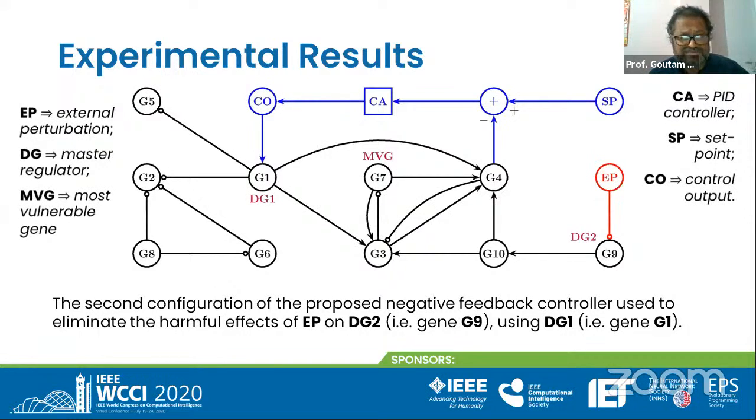Another research direction is this: you have seen that in a network we have two master regulators. There may be many master regulators. I have shown you only one perturbation in one master regulator, but who said that only one perturbation will come? If there are many master regulators, multiple perturbations, EP1, EP2, EP3, can come. Possible.